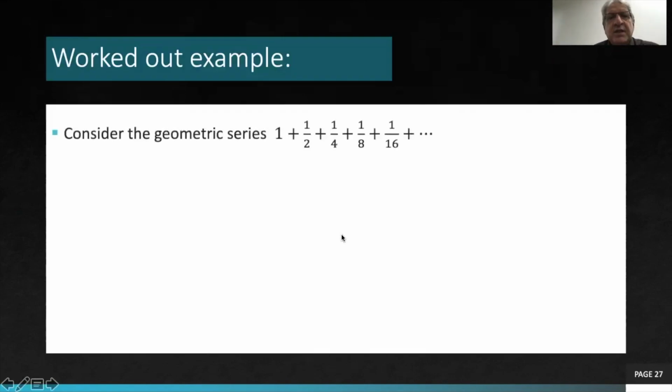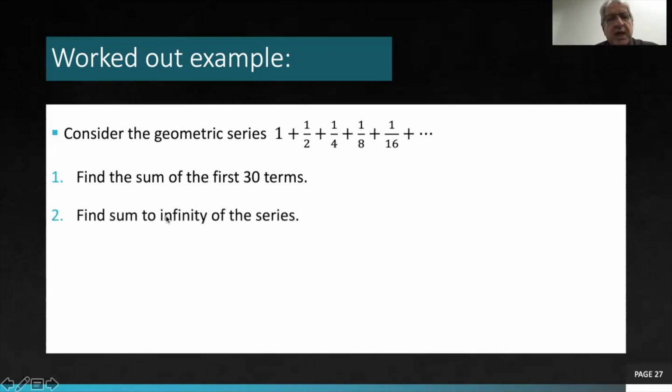Now let us look at this. Consider this geometric series. Why is it a geometric series? Because each time I am multiplying by half. You can see that each time I'm multiplying by half. Therefore, r is equal to 1 over 2. The first term is equal to 1. Now he's asking, find the sum of the first 30 terms.